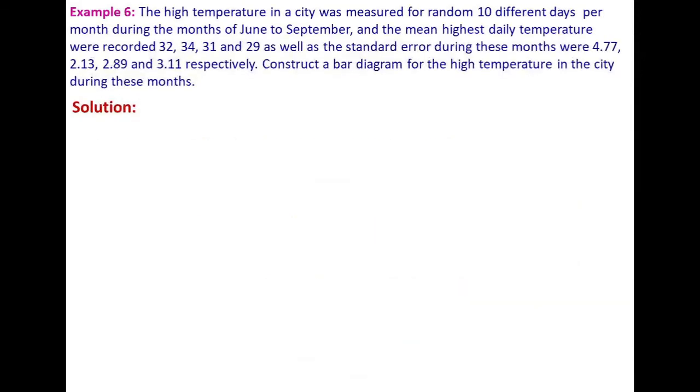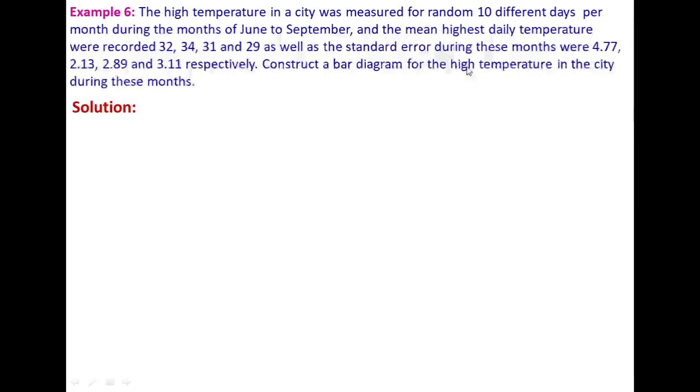Now let's take one more example. The high temperature in a city was randomly measured for 10 different days per month during the month of June to September, and the mean highest daily temperature were recorded 32, 34, 31 and 29, as well as the standard error during these months were 4.77, 2.13, 2.89 and 3.11 respectively for June to September. Here we have to construct a bar diagram for the high temperature in the city during these months.